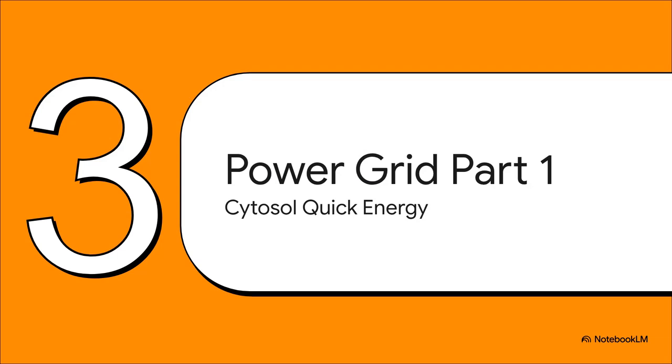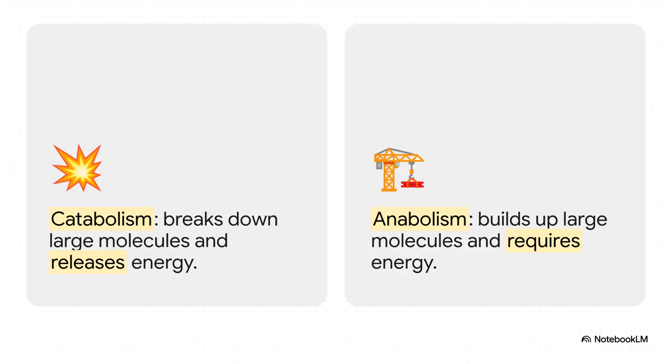Section 3, Power Grid Part 1. We're heading into the cytosol to explore the quick energy sector of cellular metabolism. Before we look at specific pathways, we really need to understand the 2 fundamental rules of the power grid. Catabolism is the breaking down of large molecules into smaller subunits, which releases energy. Think of it like burning coal. Anabolism is taking small molecules and building them up into larger complex structures. This requires an input of energy.